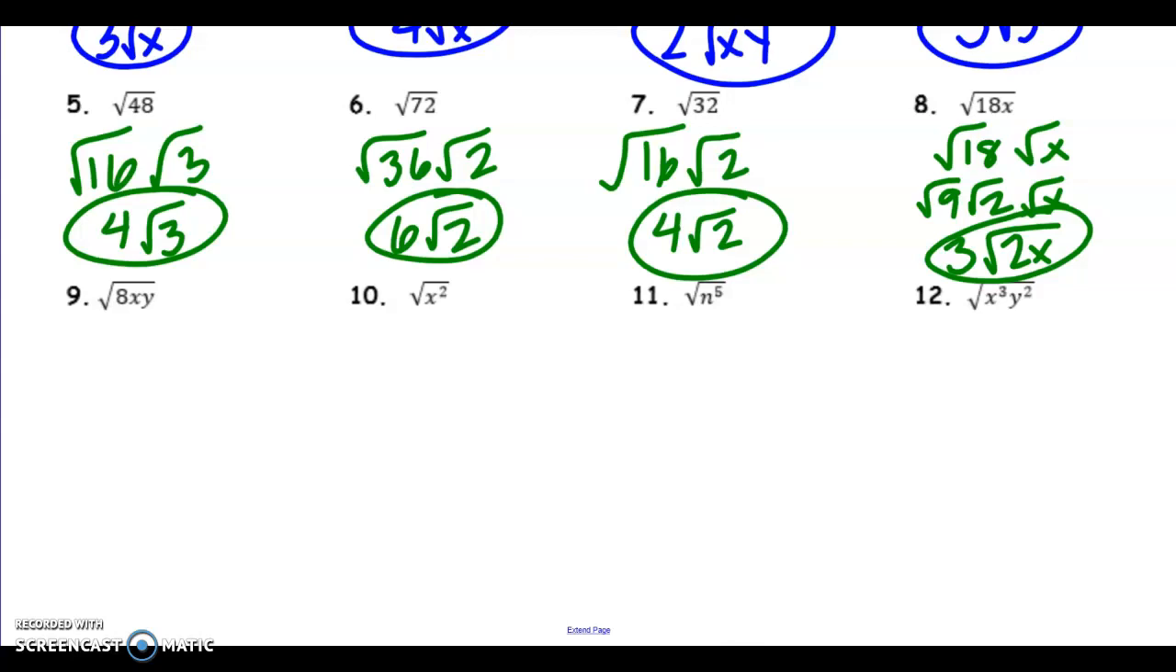Okay, moving on to the end. The 8 breaks down into 4 times 2, both square roots, and then I'm going to break it into the x and the y. Okay, so this, the only thing I can work out is the 2.